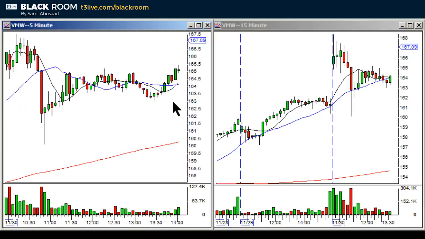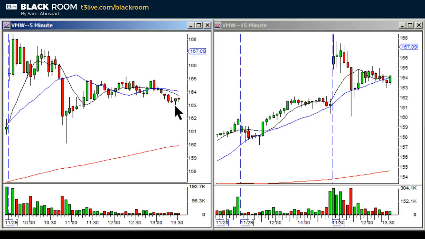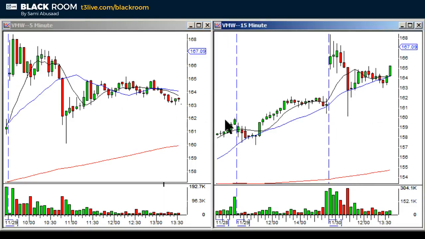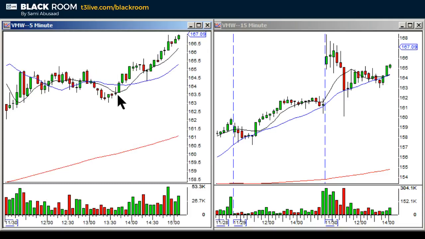Was the 5 minute at that time, did the 5 minute look good? Was price above the moving average? Did we have also a rising 20 MA on the 5 minute chart? The answer is no. If the answer is no, then no play. Does that make sense? No play.